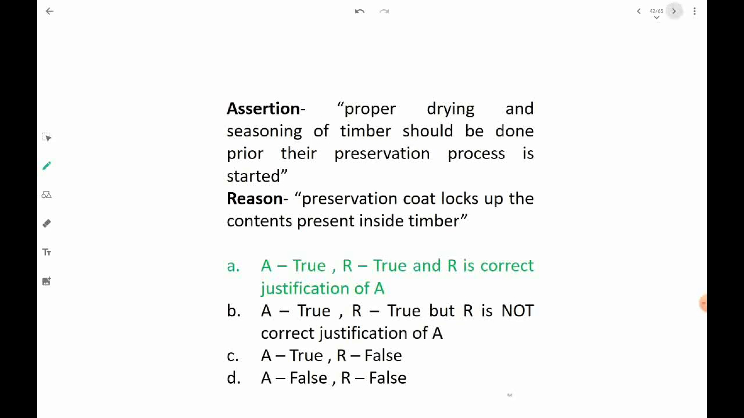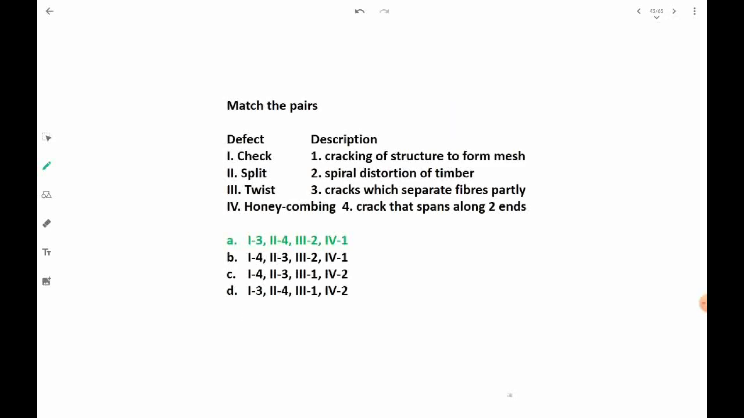Alright. Then we have to match the pairs again. We have been given some defects and descriptions. Check is nothing but cracks which separate the fiber partly. Then splits are the cracks that span along two ends. Then twist is a spiral distortion of timber, and honeycombing is cracking of the structure to form a mesh-like structure. Alright.